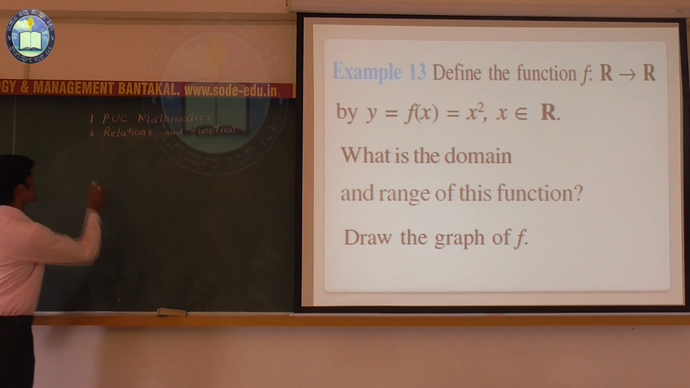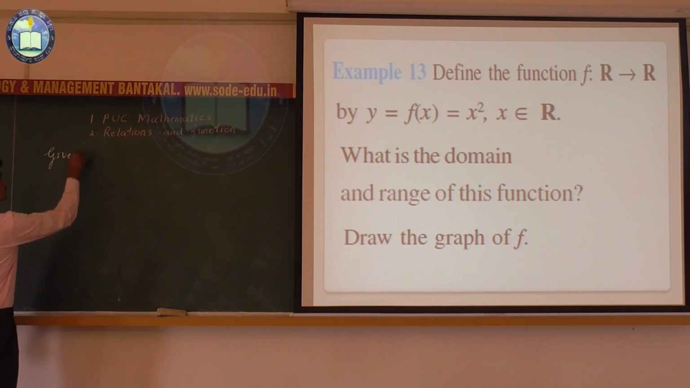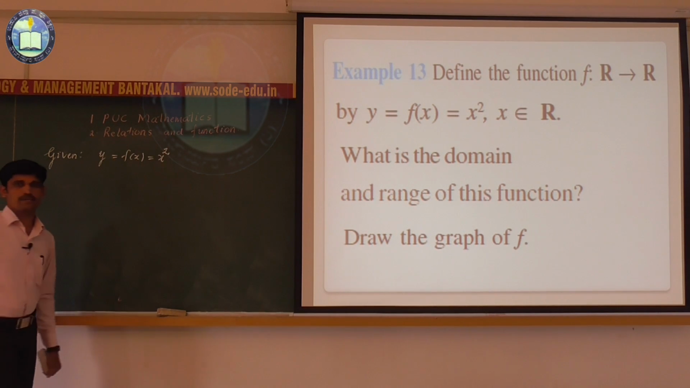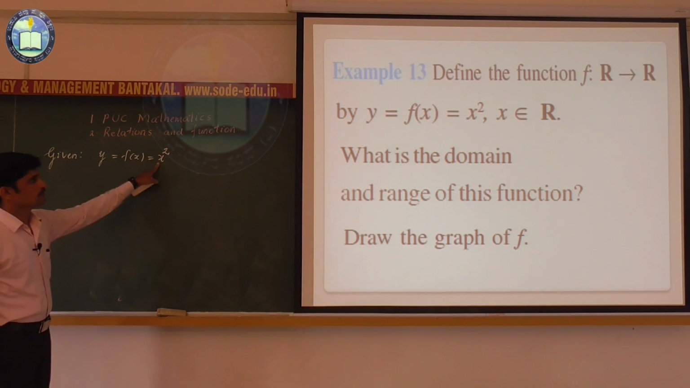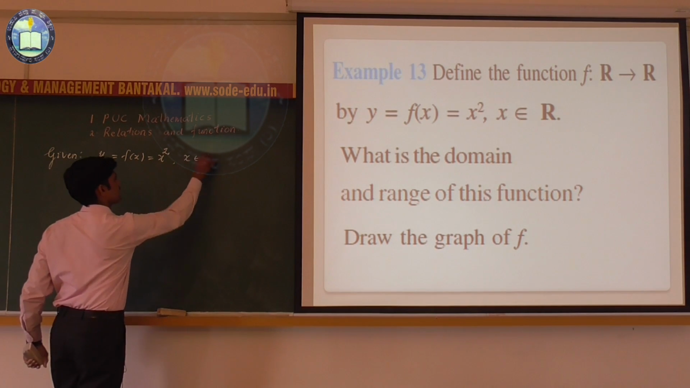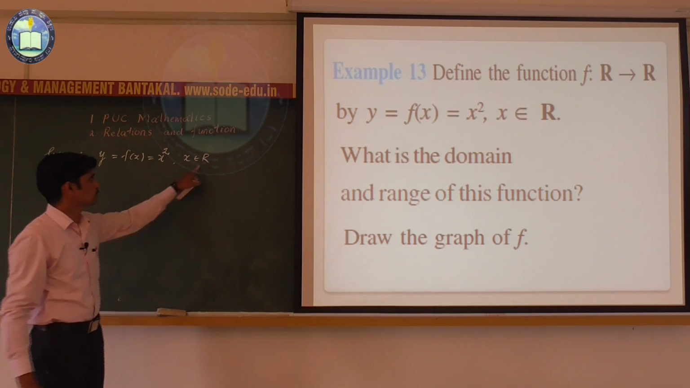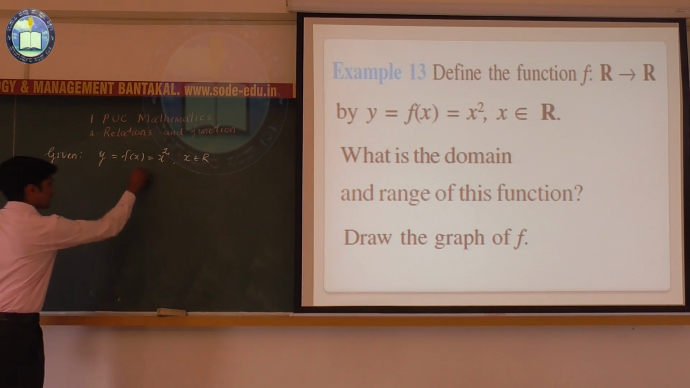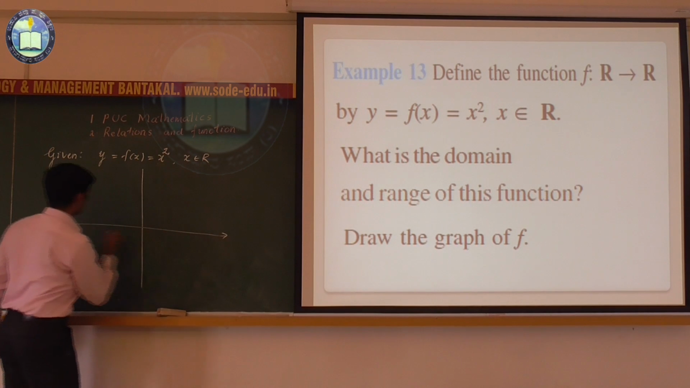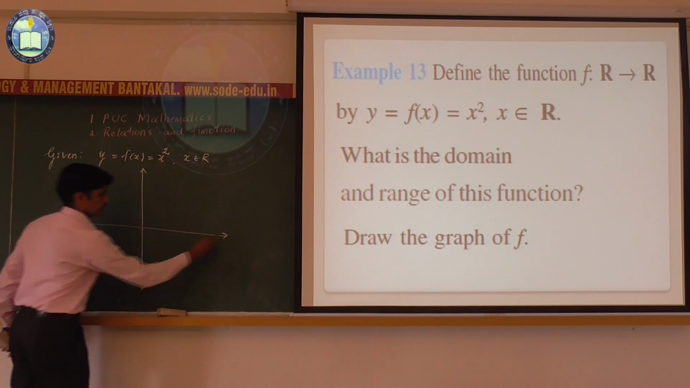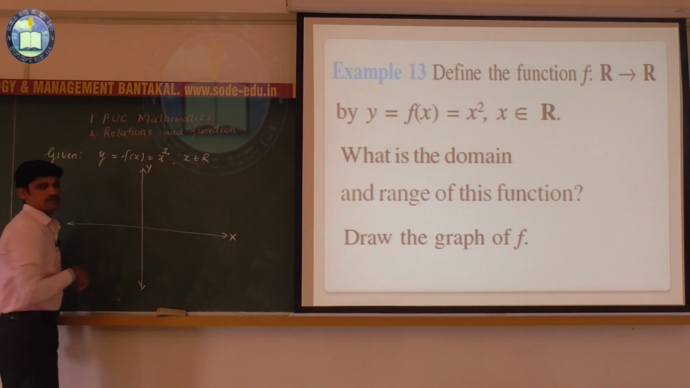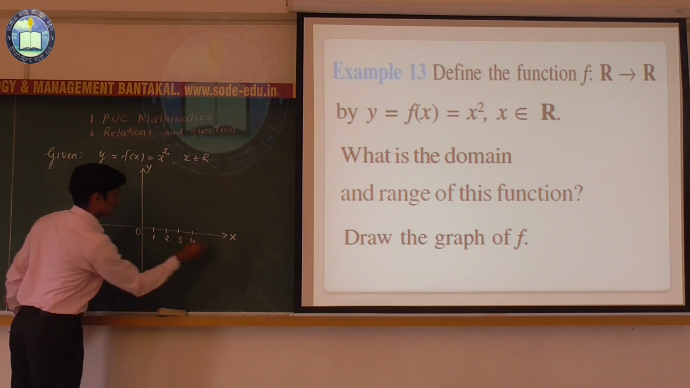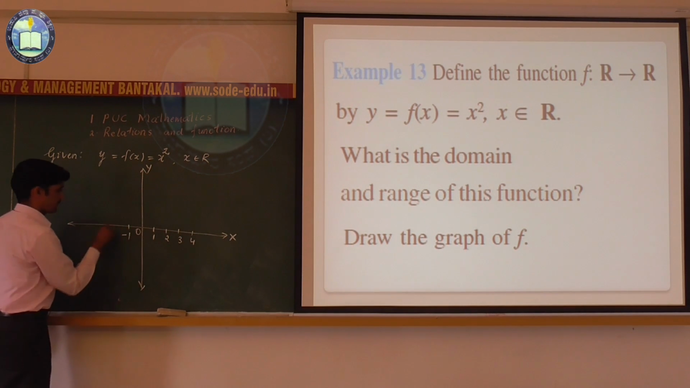Here the given function is y is equal to f of x is equal to x square. This is a polynomial function. Here x is a real number. X can take any real number. Therefore, the domain is equal to the set of real numbers. Now, if we plot the graph of this function, this represents the x-axis and the vertical line represents the y-axis. This is the origin here. 1, 2, 3, 4 are the points on the x-axis.